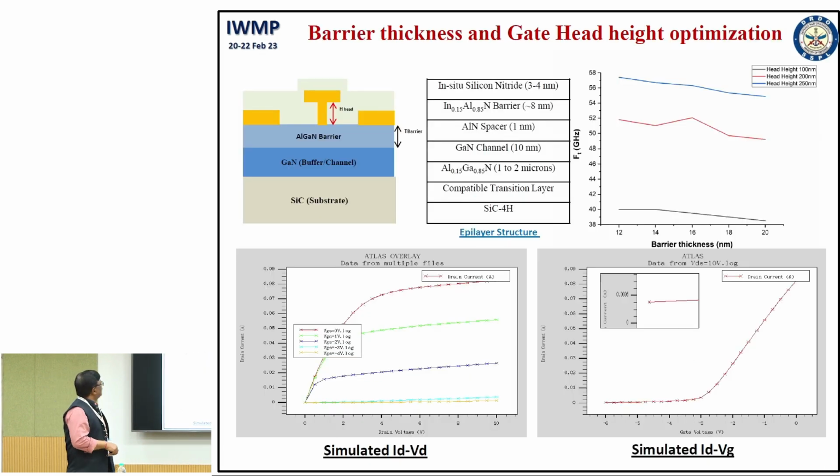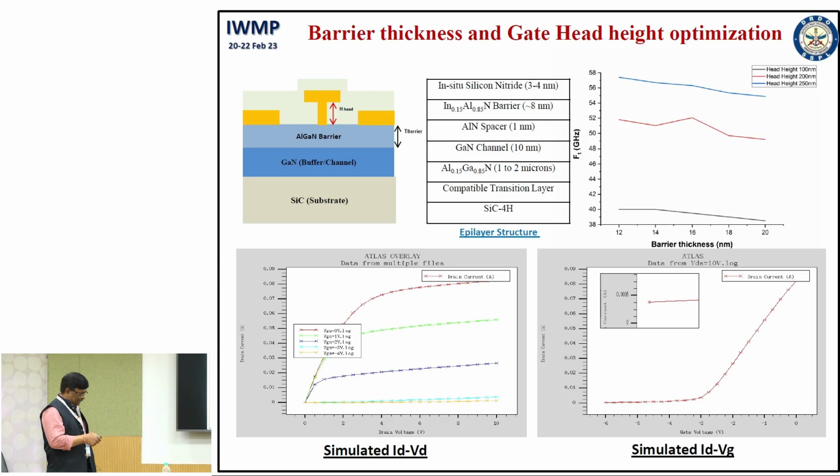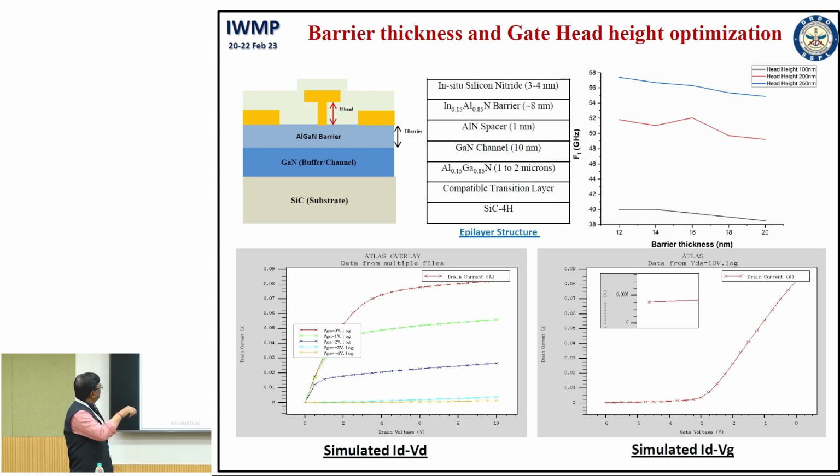And this slide is just showing you the importance of barrier thickness and gate height head optimization. You see that the cutoff frequency is changing with the gate height. If my gate height is around 1000 angstrom, my cutoff frequency is 40 gigahertz for 0.25 micron. With the same gate length, if I am increasing my gate head height to 0.2, cutoff frequency is going to 52. So, this is mainly because of the parasitic capacitances associated with the gate.